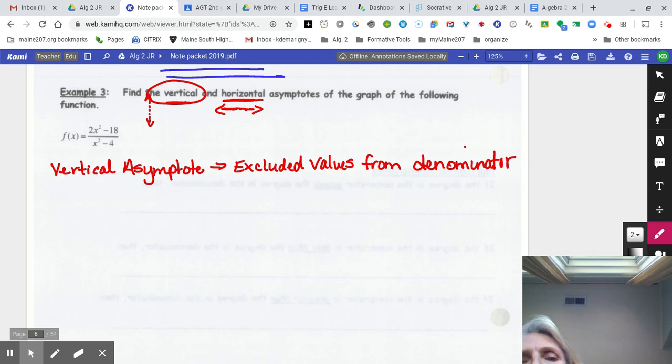Okay, so all I need to do is find the denominator. Well, that's right here, and it's x squared minus 4. Because it's x squared, I know that I'm looking for two solutions. So in order to find them, I'm going to set them equal to 0.